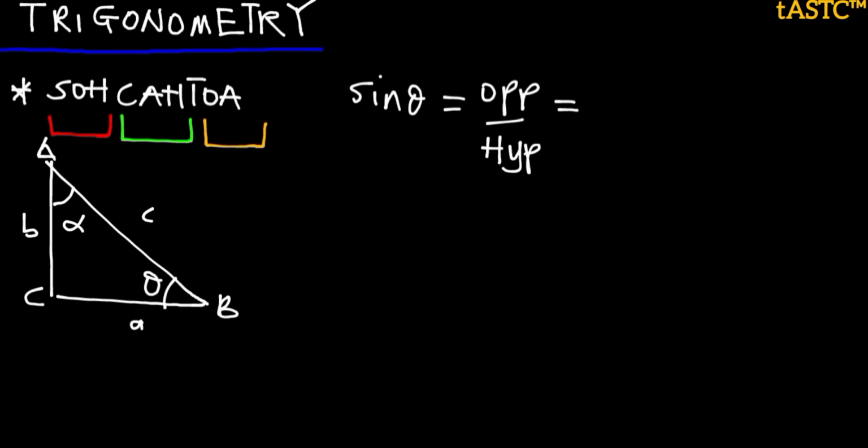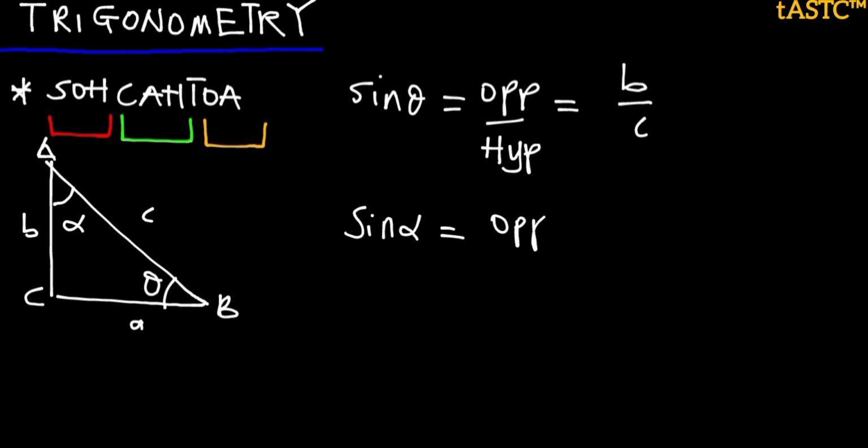Now, what is the opposite with respect to the angle theta? This is b. That is the side that is opposite to the angle theta. Now, what is the side of the hypotenuse? That is c. So sine theta with respect to this angle is equal to b divided by c. How about sine alpha? How is it going to look?